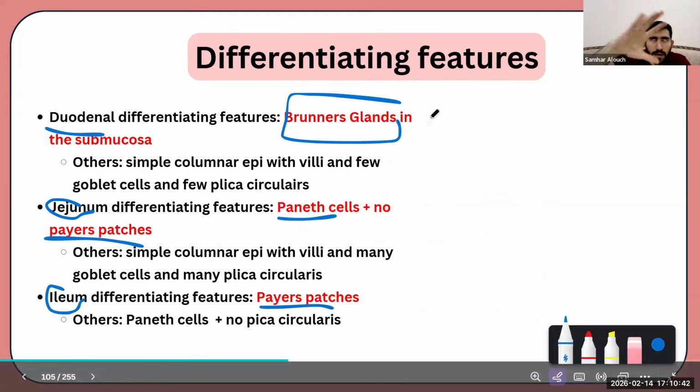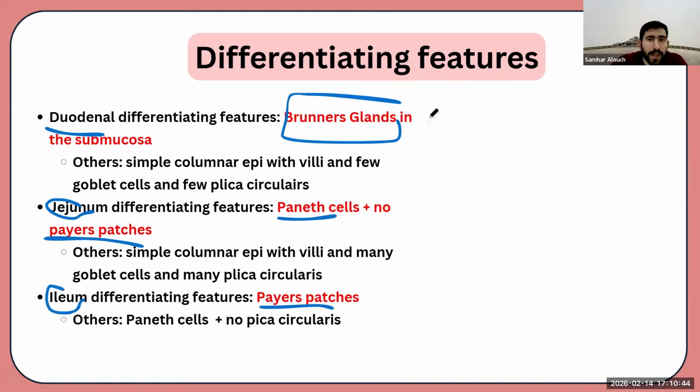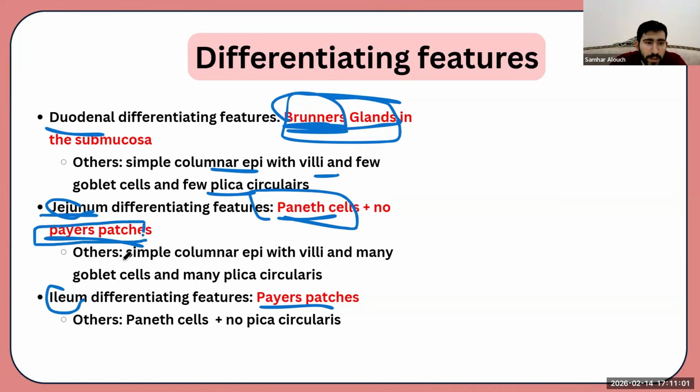Okay, so if they give you a picture of duodenum and ask you what's the differentiating feature, it's gonna be Brunner's gland. You must write this. You can write the other stuff, simple columnar, villi, plica, whatever, but the Brunner's gland is what they are searching for. The jejunum, differentiating part, Paneth cells and multiple plica circularis and no Peyer's patch.